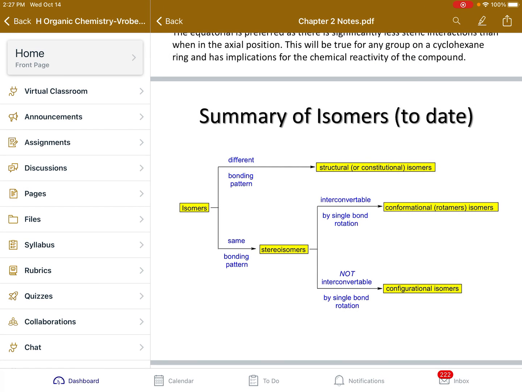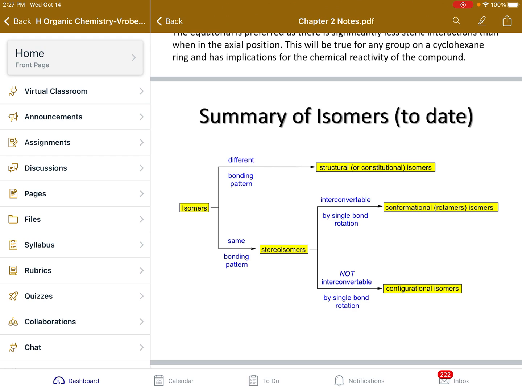Okay, so I made this video because I want you to see that there's potentially going to be a quiz question where we're looking at the different types of isomers. So notice in these notes here, you can have either structural or conformational isomers. We haven't talked about configurational yet, okay?